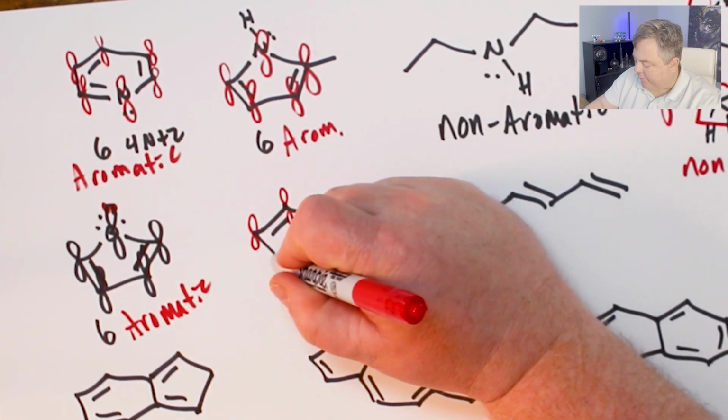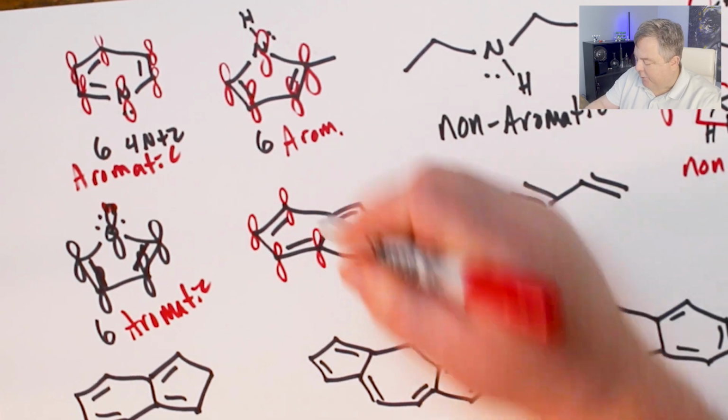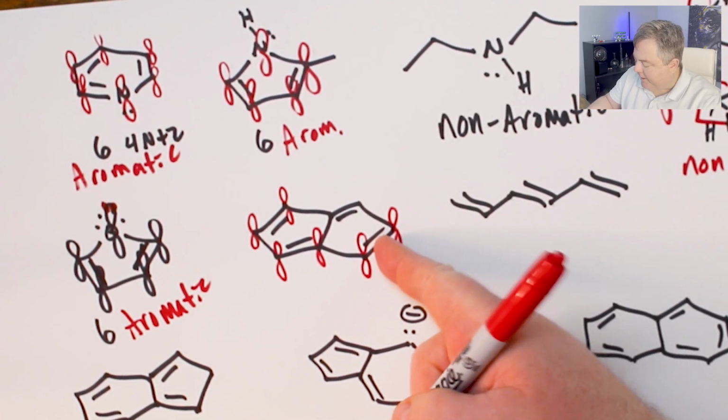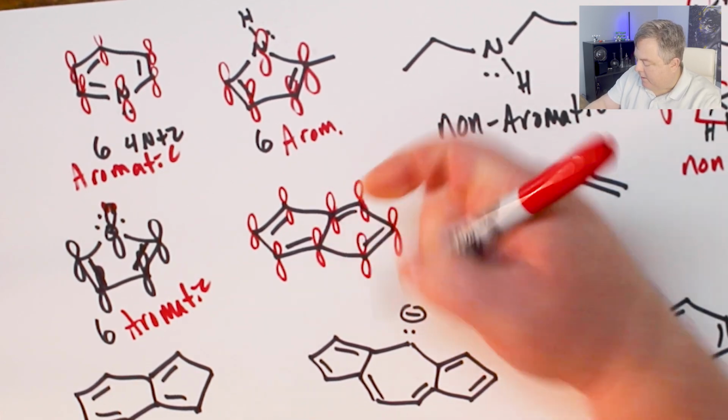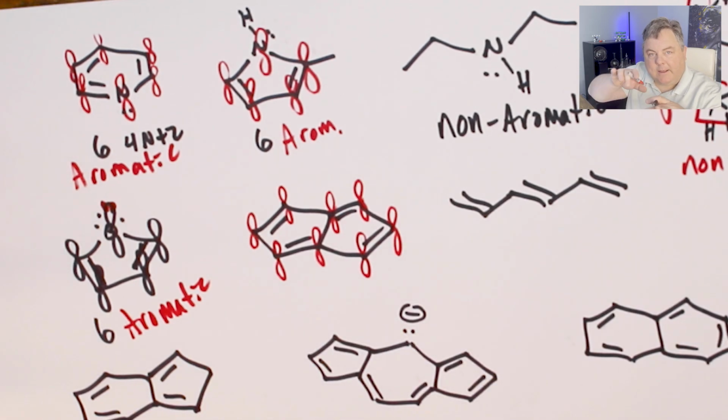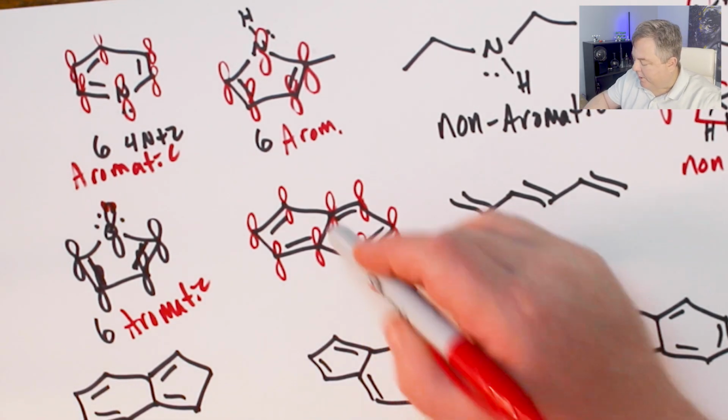So a pi bond with 2 p orbitals. There's 2 because of that pi bond. There's 2 here because of that pi bond. And there's 2 here because of that pi bond. So all of these, if this is flat, they can all overlap all the way around.